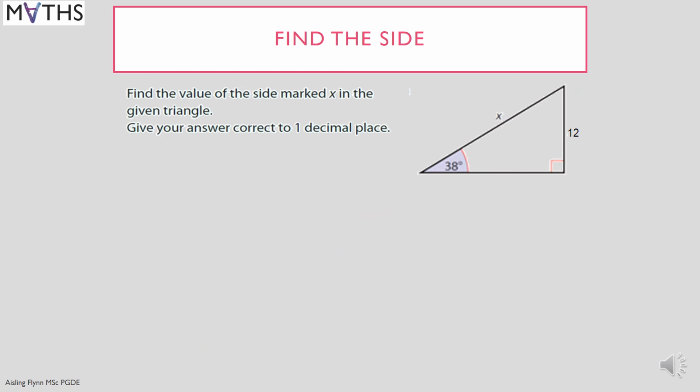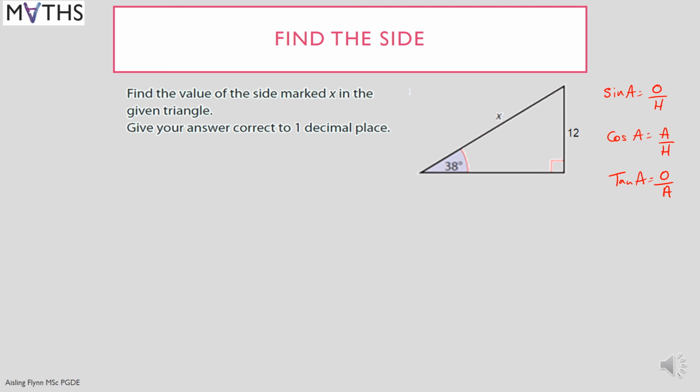So, another find the side question. Find the value of the side marked x in the given triangle. Give your answer correct to 1 decimal place. Again, we have to look at our right angle triangle. We see that we cannot use Pythagoras' theorem because we don't have enough sides. So it's right angled, and it's going to be one of the ratios. It always helps to write them down. Sine, cosine is adjacent over hypotenuse, and tan is opposite over adjacent.